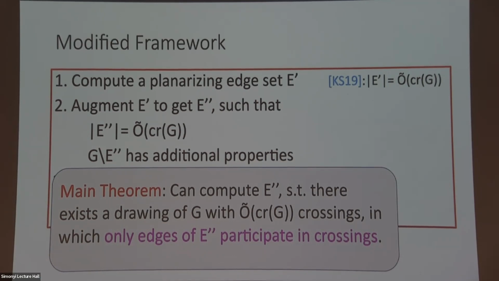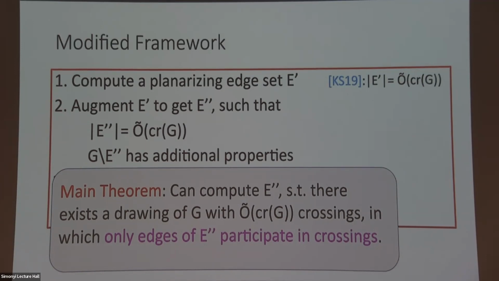And also a small thing, there exists a drawing. We cannot find it at this moment, because if we could find it, we would directly get a polynomial approximation for the whole problem. Okay. So yeah, it gets around this barrier, but we still need to do something else to find it. Okay. And another point to pay attention to is that only edges of E double prime participate in crossings.